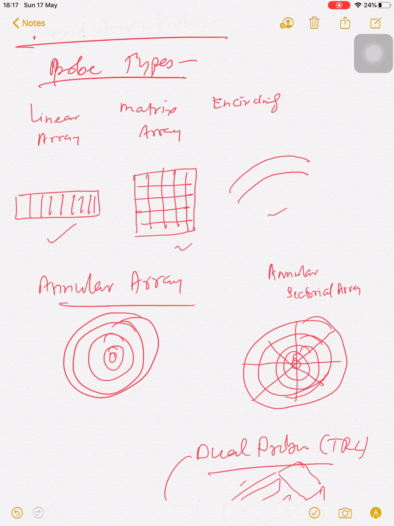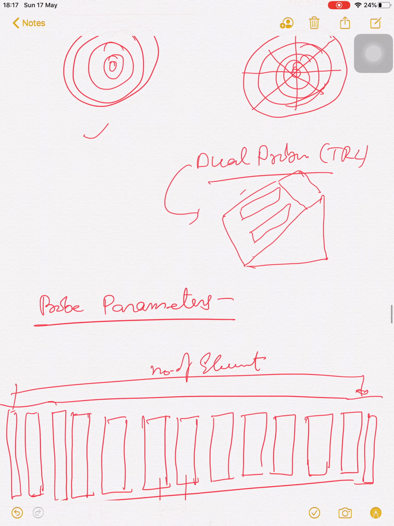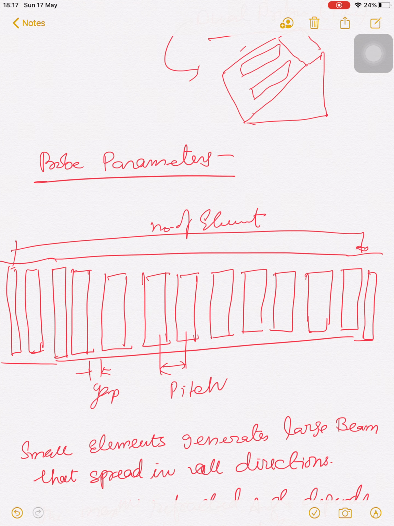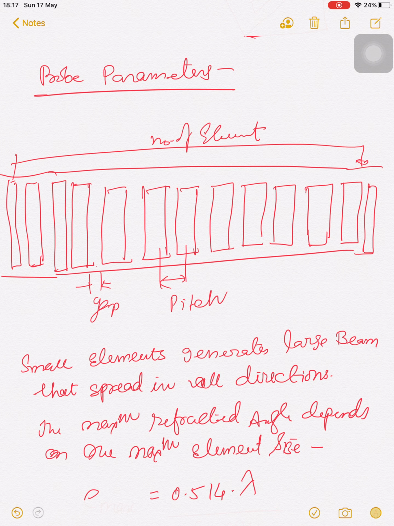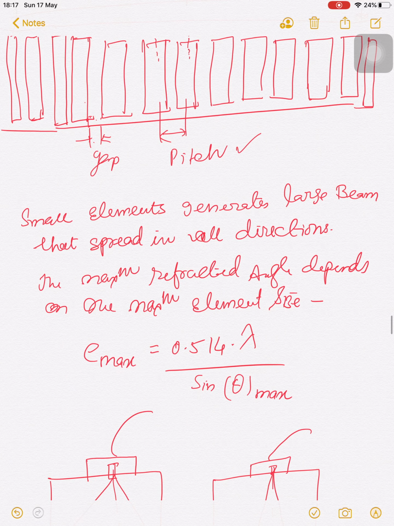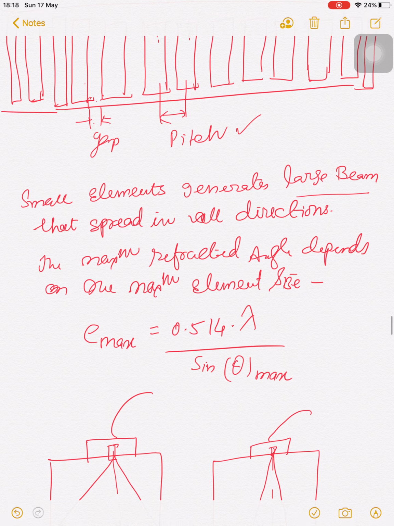So as you can see, these are the probe parameters. So there are a number of elements. Between the elements, this gap, this difference is known as the gap, and pitch is from the center of one element to the center of another element. A small element generates a large beam that spreads in all directions. Maximum refracted angle depends on the maximum element size.